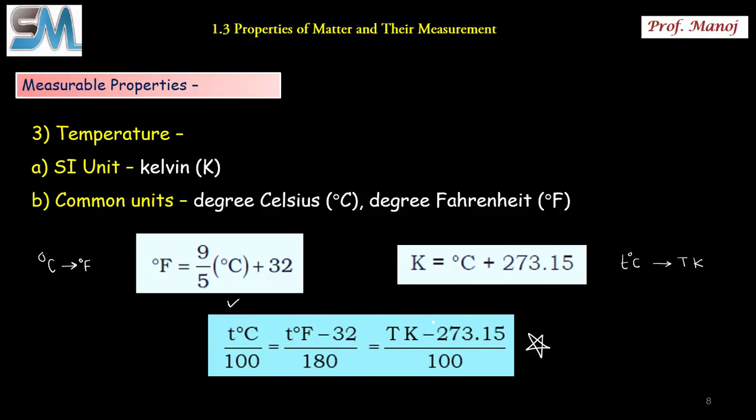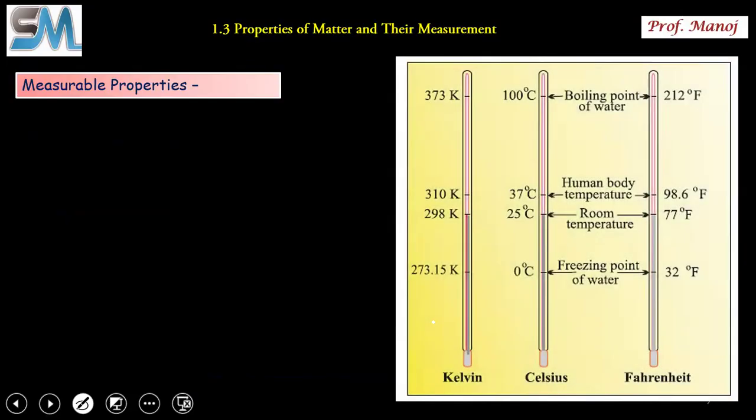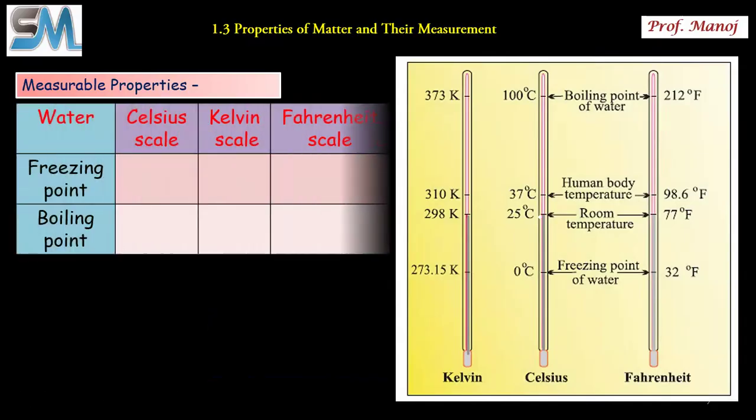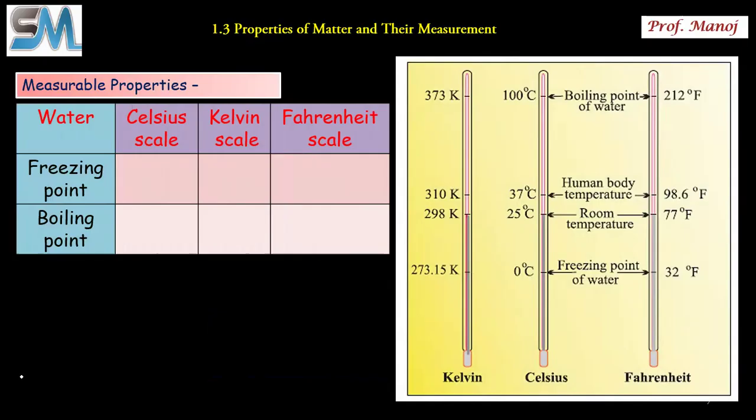Fine. Let us go ahead further. This is a diagram where all the three different scales have been shown together. One is a Kelvin scale, second is Celsius, and third is Fahrenheit. Now, we are going to write over here the different values that you see from the thermometers.